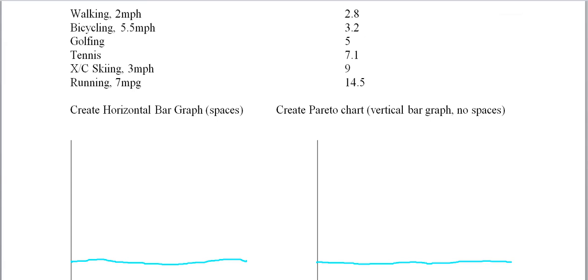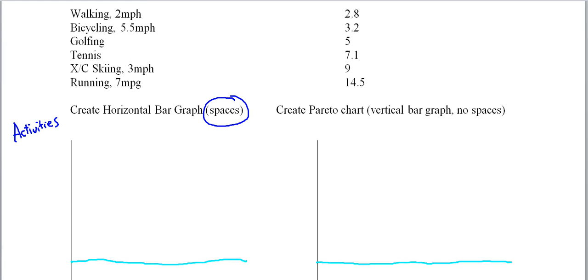Now, the horizontal bar graph, horizontal meaning left to right, or right to left, is going to have spaces between the bars. This information will not be given to you on the test that you will take, so you'll have to remember that horizontal bar graphs have spaces in them. I'm going to use some shorter words on the left-hand side to denote my categories or activities. Let me first write down activities, and then I'll use R for running and so on and so forth.